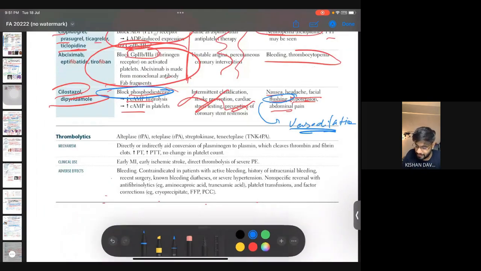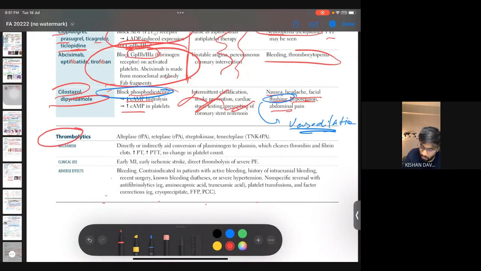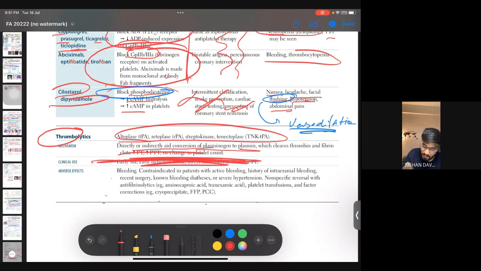Coming to thrombolytics, in thrombolytics you have all these drugs. Remember the names. Names are very important because the names are what will get you the mechanism. Okay, they directly or indirectly aid conversion of plasminogen to plasmin. This mechanism is important. Clinical use, ignore it. Coming to adverse effect, bleeding is common.